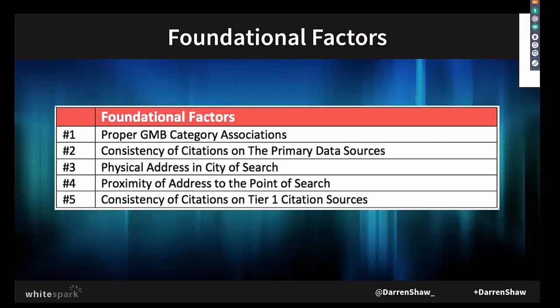Whenever they're searching, if you're in like a 2 or 3 mile radius, you have a much better chance of ranking. And you should also have consistent citations on the tier 1 citation sources. If I did the top 10, you'd probably see, again, consistency of citations on the tier 2 citation sources. So these are the 5 things that really were pulled out.